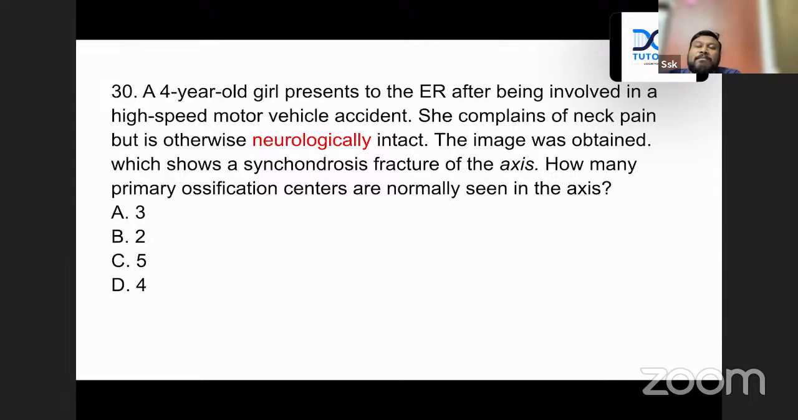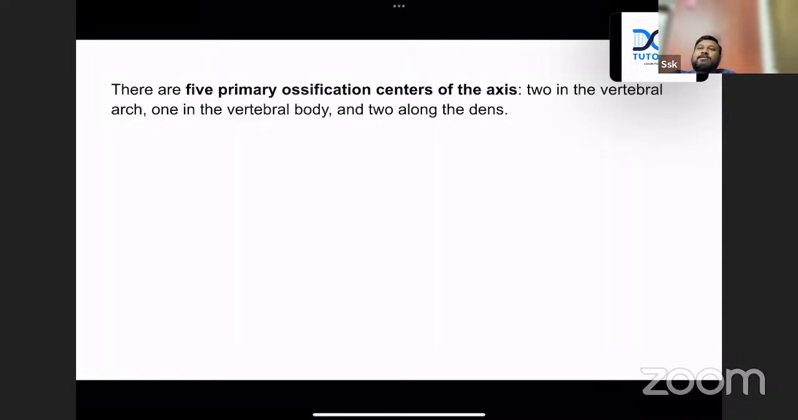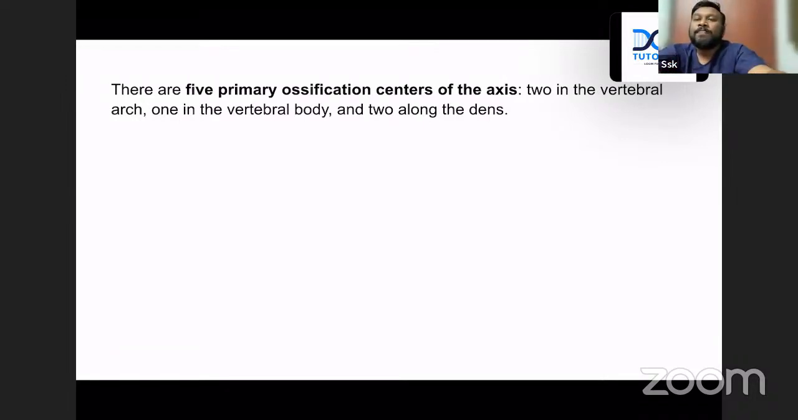So how many primary ossification centers are normally seen in the axis? This is a very important question. This has been asked previously. The answer is number 5. There are totally 5 primary ossification centers in the axis. So 2 in the vertebral arches, 1 in the vertebral body, and 2 along the dens. So this is the normal thing. So 5 primary ossification centers.